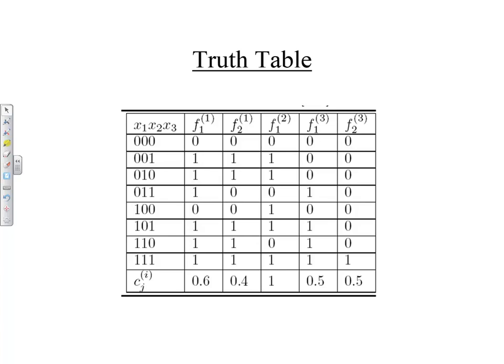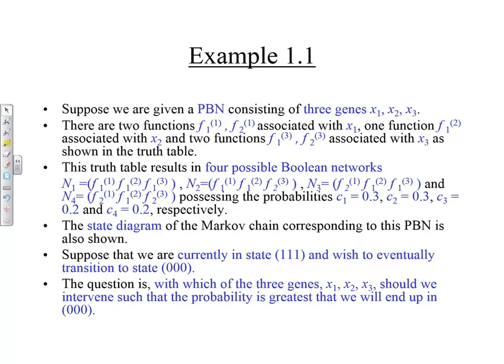And you can get the dynamics from here, because if it's 0, 0, 0, you can figure out with what probabilities it is going to transition to which states. And here you have some choices, because there are 2 possible predictors here. So you have a total of 4 networks that you can get. The first network will correspond to this one. Then the predictor for gene number 2 and one of the predictors for gene number 3. So there are 4 possibilities here. So the truth table results in 4 possible Boolean networks, and these are the predictors that are given here.